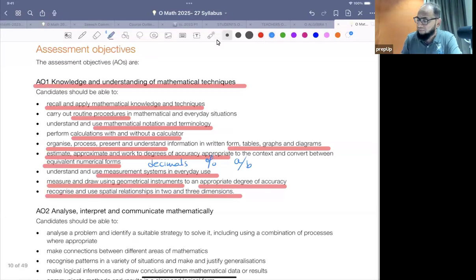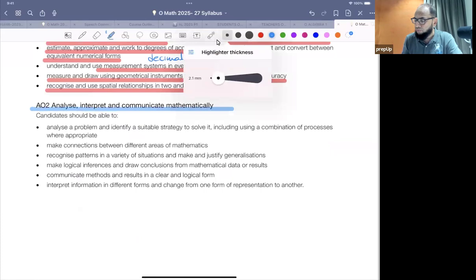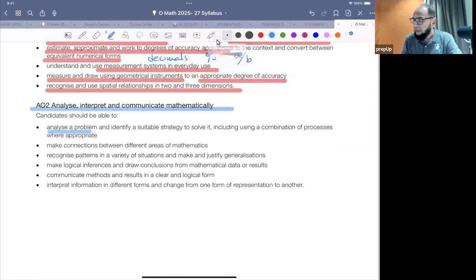What is the next one? Analyze, interpret, and communicate mathematically. Candidates should be able to analyze a problem, identify a suitable strategy to solve it, including using a combination of processes where appropriate. That means write down a formula. If it's a 3D figure, is it an open figure? Is it like a cylinder? Is it open from one end? Is it open from two ends? Is it a pipe? Is it a solid cylinder?